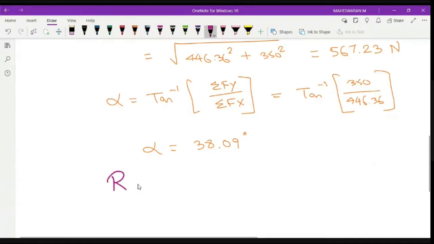Your resultant R is equal to 567.23 Newton, first quadrant, right, at 38.09 degree. Okay. Now equilibrium.